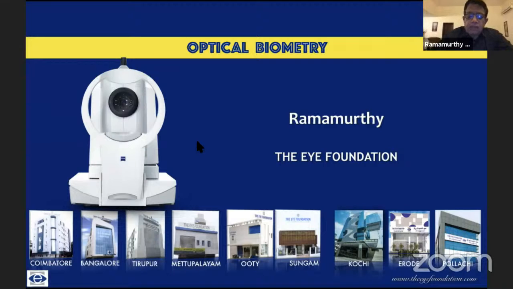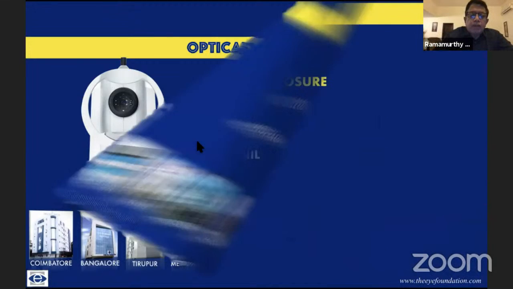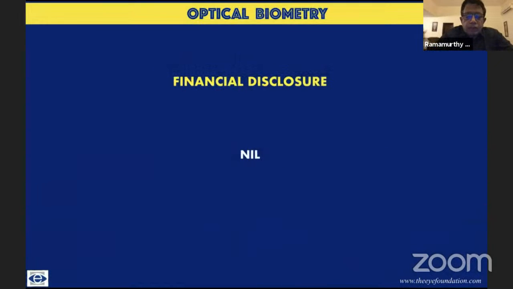I'll be essentially, for reasons of time, covering aspects of optical biometry. Refractive cataract surgery has become the mantra today, and though significant advances have been made in intraocular lens technology as well as refractive technology as far as phacoemulsification machines are concerned, it's a classical case of garbage in and garbage out. So getting your measurements right is extremely important, and that's where optical biometry plays a very important role. As far as this presentation is concerned, I have no financial disclosure.